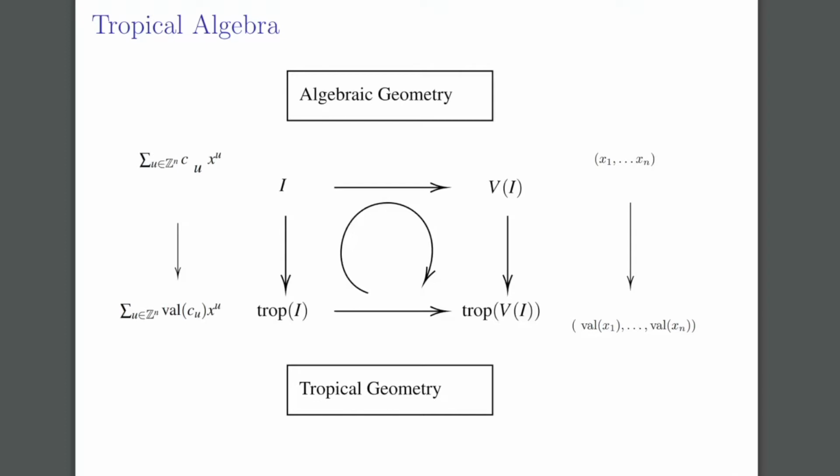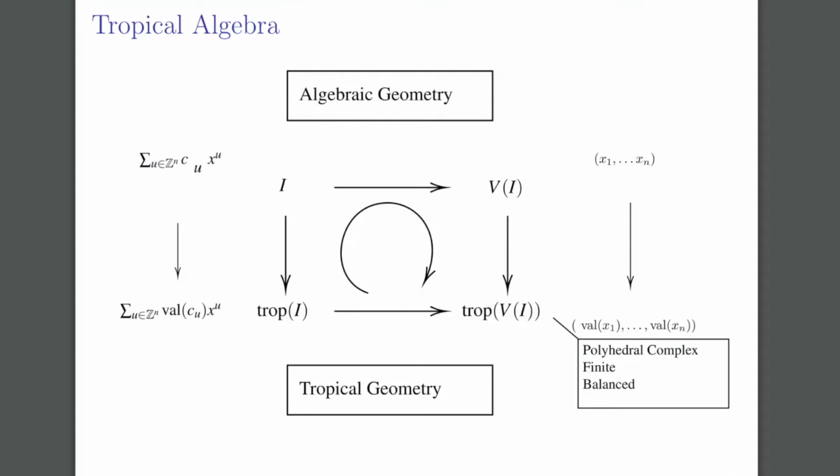And so why would we want to do this in the first place? There's a very good reason. It's not just that this diagram commutes. Tropical geometry has a very useful property. It turns out that tropical varieties, trop V of I, are very special objects. They're not just something sitting in space where we don't know what the structure is. They actually have a lot of combinatorial structure to them. So if you give me an ideal, you take its variety, and then you tropicalize it, this is going to be a polyhedral complex.